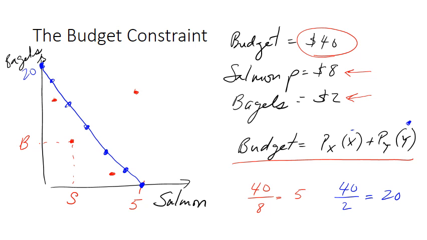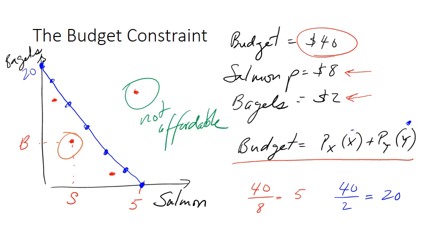Anything that's out here is not affordable. This may remind some of you of the PPF. And of course, anything that's inside, like this one, is letting some of your money lay idle. So we'll talk about this as idle budget. All right, there's the basics of the budget constraint.